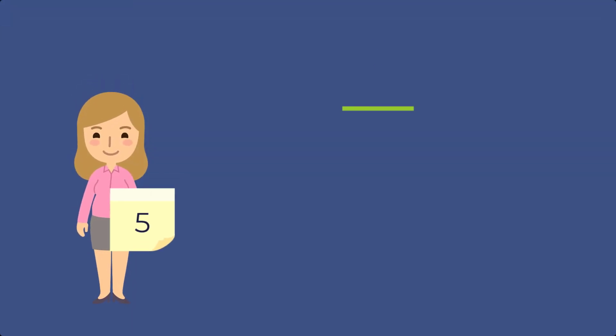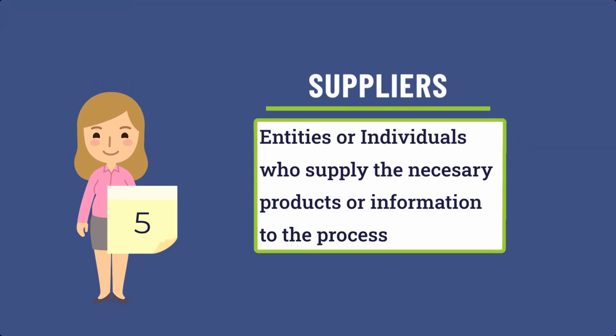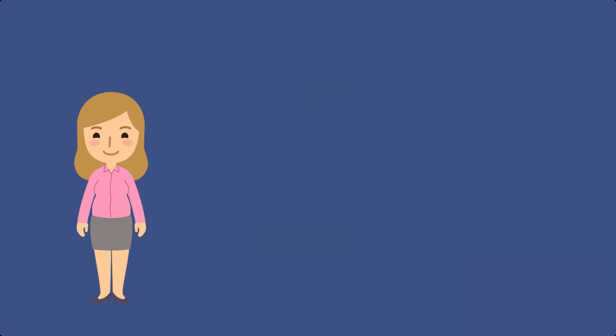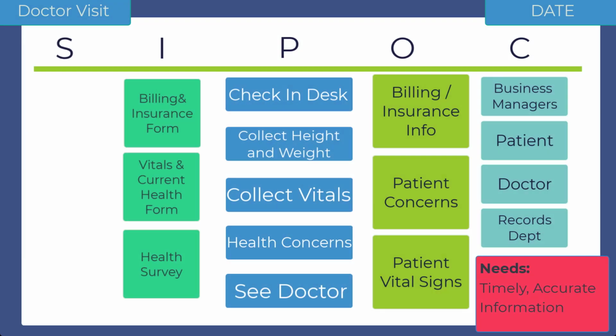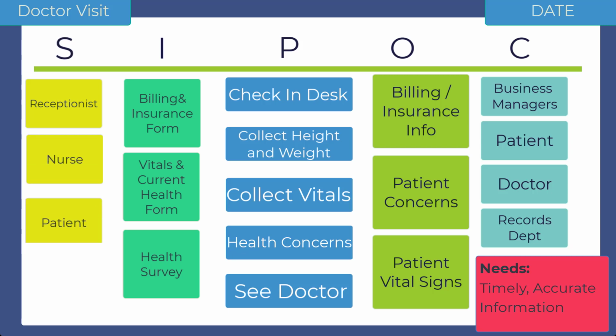We've now reached our last step, suppliers. Who supplies the necessary products or information to the process? In our example, we've identified the receptionist as the one who provides the billing and insurance information, and sometimes the health history form. The nurse provides the vitals and current health form, and the patient, of course, supplies all of the data needed for all of the forms.